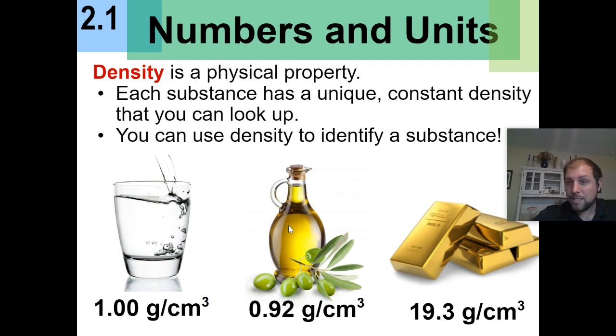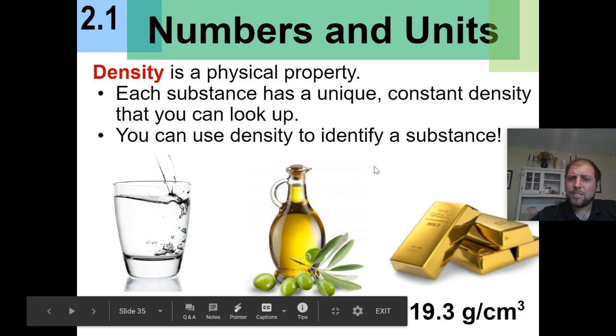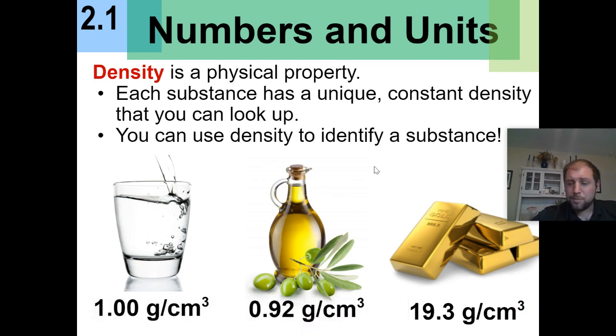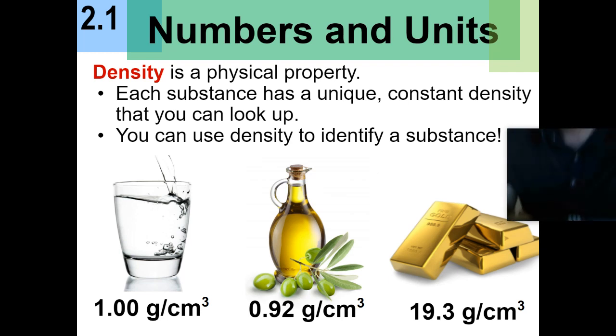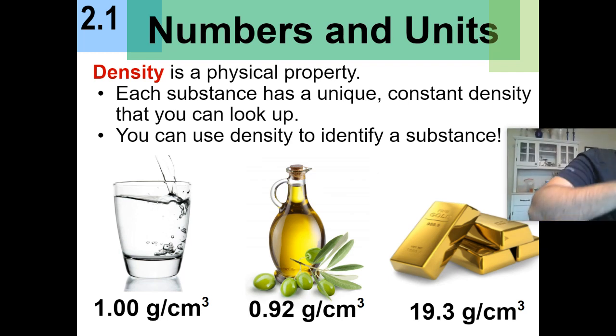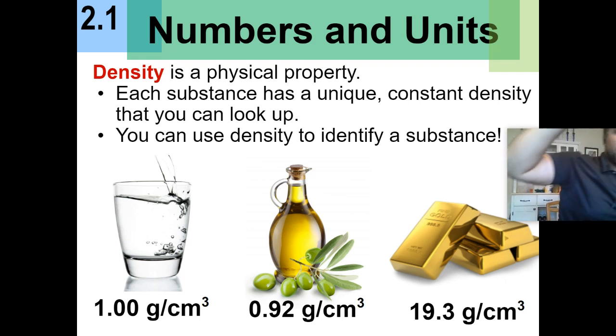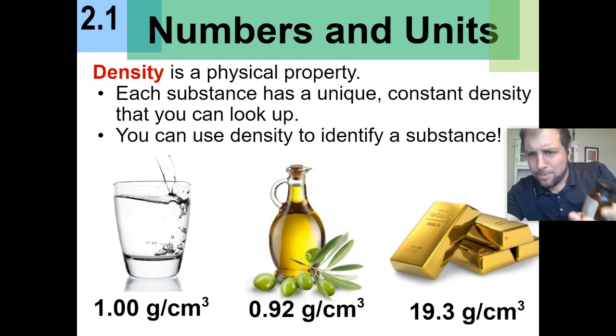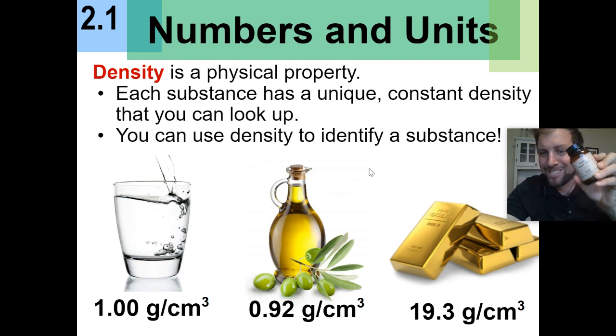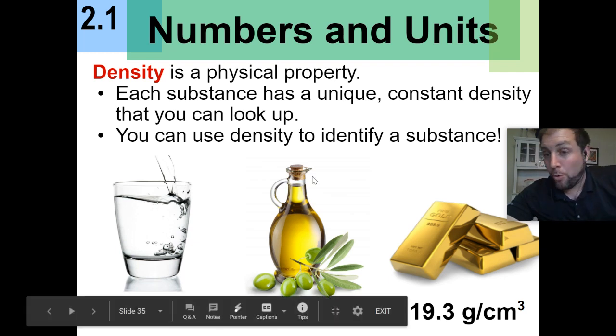And a little side note: the reason it's so dense is because it has huge atoms. In general, substances that are at the bottom of the periodic table, like gold or bismuth, here we are, bismuth. Elements at the bottom of the periodic table tend to be more dense because their atoms are bigger. There's just more stuff packed in each one of these bismuth atoms than in the carbon or hydrogen or oxygen atoms that make up oil and water.